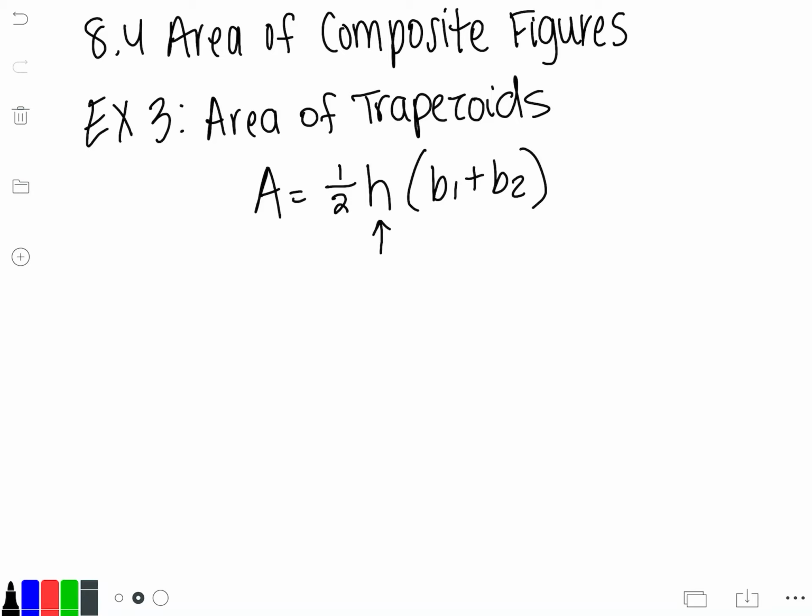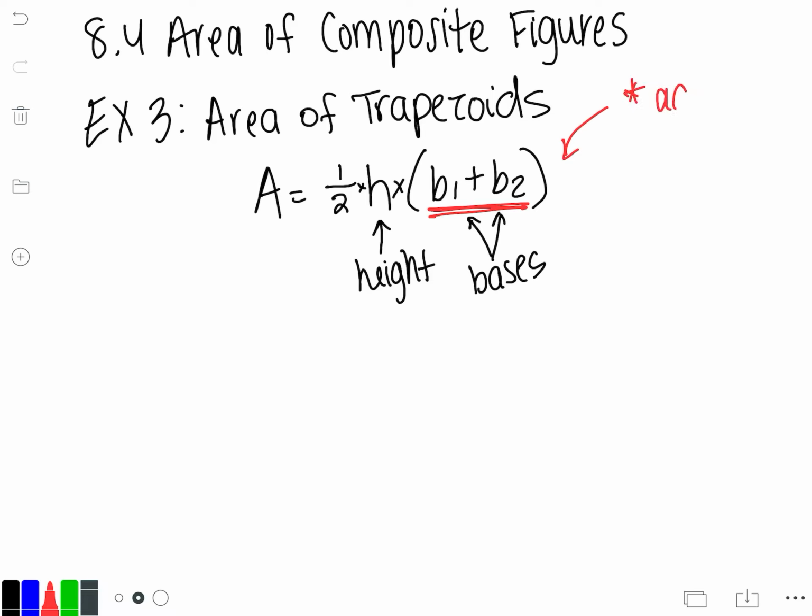So I'm going to go like this. This is the height. That's what H stands for. And B1 and B2 are the bases. And so you end up multiplying here, so 1/2 times the height, and you end up multiplying here. And what's tricky is that you have to add your bases first, because you have to follow order of operations, and anything that's in parentheses has to be performed first. So make sure you make yourself a note that says add the bases first.